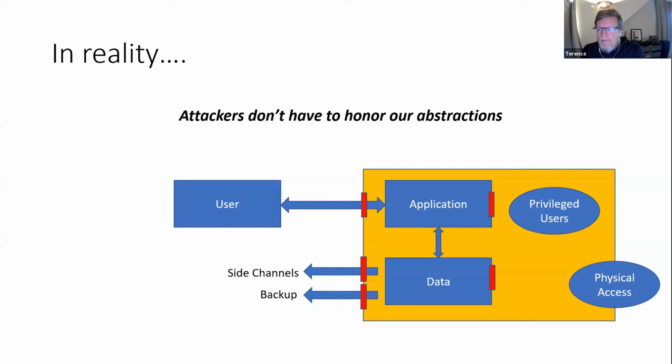So our box diagram really doesn't reflect the real world, in that the application and the data are actually shared and visible in a lot of different ways, and we've created these abstractions that try to hide this or make it easier to think about application security.